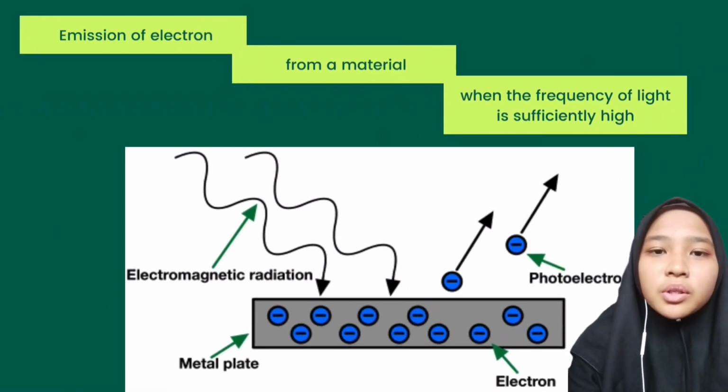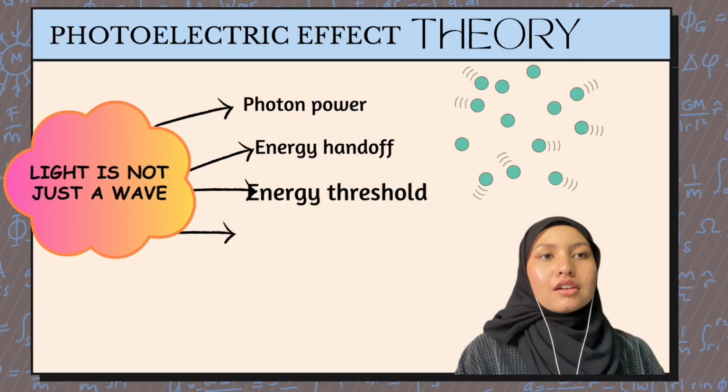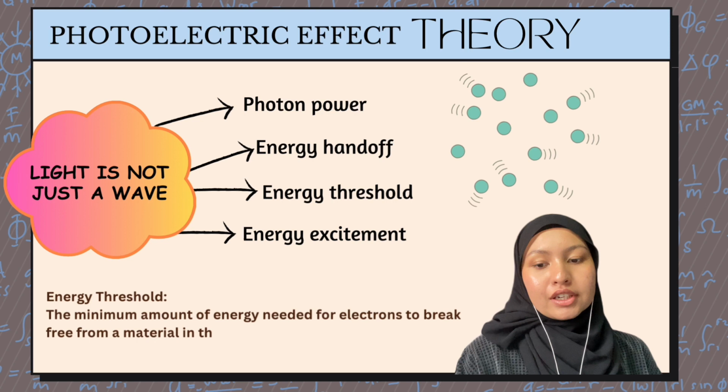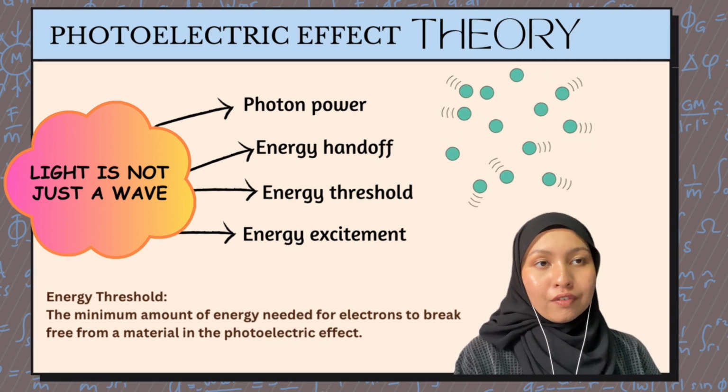photons. So, what is meant by photoelectric effect? The photoelectric effect refers to the emission of electrons from a material when it is exposed to light. The electron that is emitted from the material is called the photoelectron. The photoelectric effect proves that light is not just a wave.